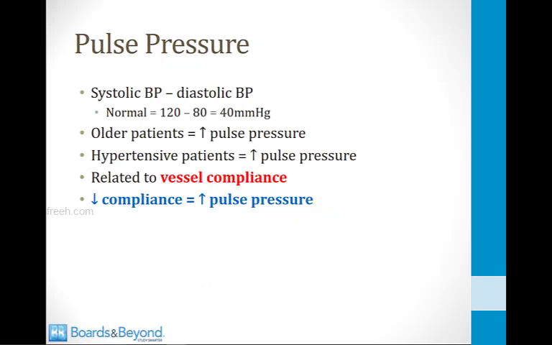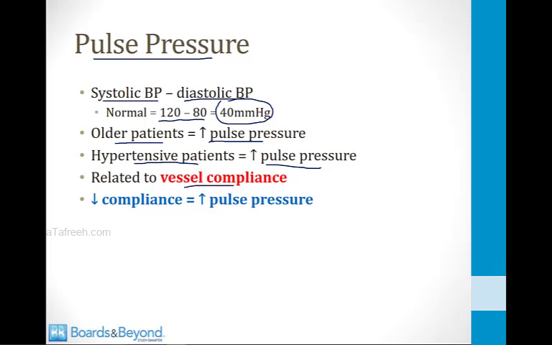One of the classic applications of the concept of compliance to cardiovascular physiology is the pulse pressure. The pulse pressure is the systolic blood pressure minus the diastolic blood pressure, and in a normal patient with a blood pressure of 120/80, the pulse pressure would be equal to 40. It turns out as we age, older patients develop an increase in the pulse pressure. It also turns out that patients with hypertension develop an increase in the pulse pressure. The reason for this is that older patients and hypertensive patients have a change in their vessel compliance. They have decreased compliance of their blood vessels, and this leads to a rise in the pulse pressure.